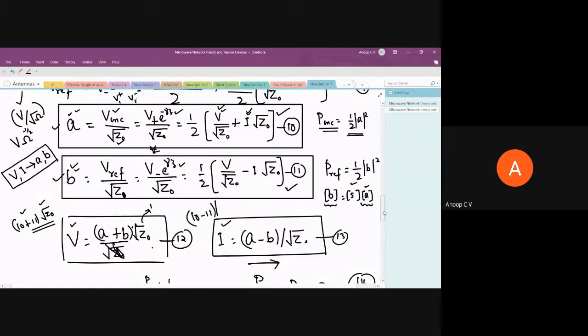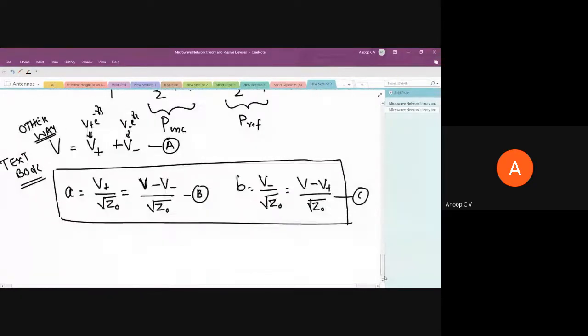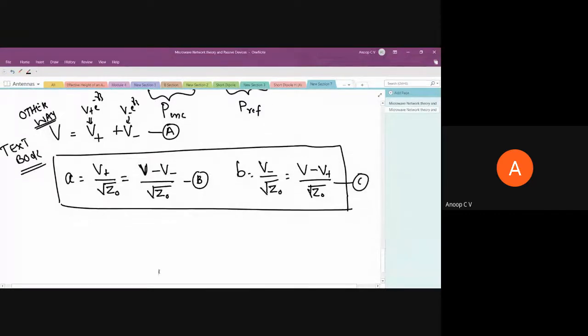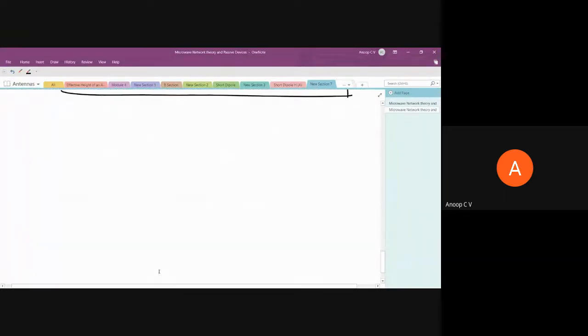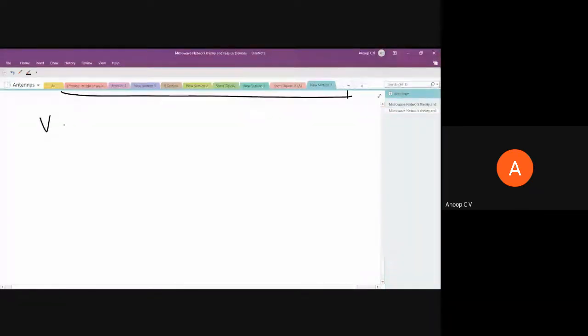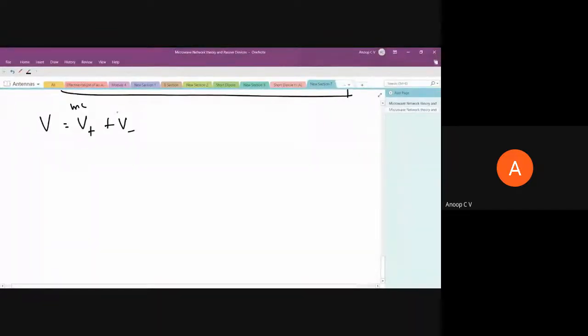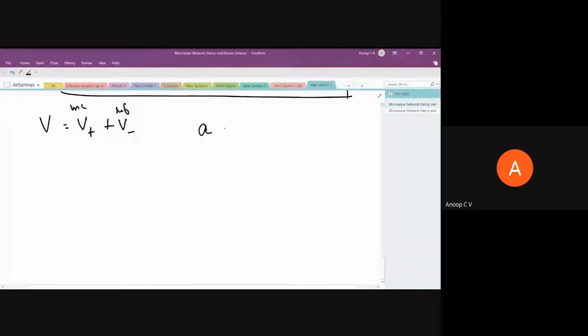And we can define, so what I told is A is the normalized incident voltage, incident voltage normalized by the root of the characteristic impedance, right? Similarly, in your textbook, they have not given results 10 and 11. Instead of that, what we have is V is equal to V plus plus V minus, right? So this is incident voltage and this is reflected voltage. They have considered this, and A is nothing but V plus divided by root Z naught.